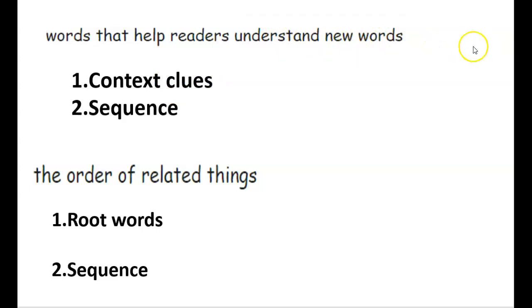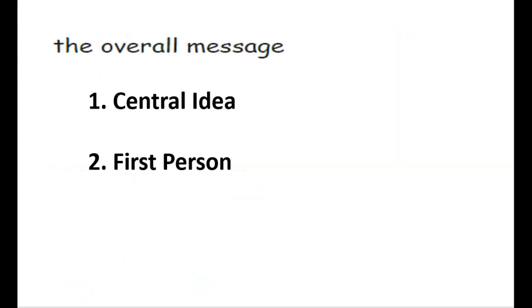So context clues could be when you're reading a sentence, and you're like, oh, now I understand what that vocabulary word means because I'm using these other words to help me. So those are context clues. Sequence would be the order of events. So speaking of the order of related things, that would be sequence. So what happened first, second, third, and last? That would be the sequence. The overall message. Remember, that is going to be the central idea.